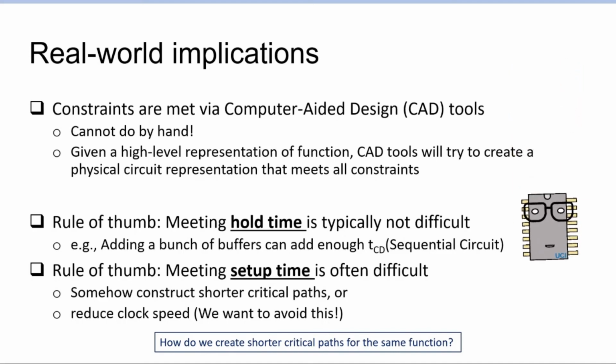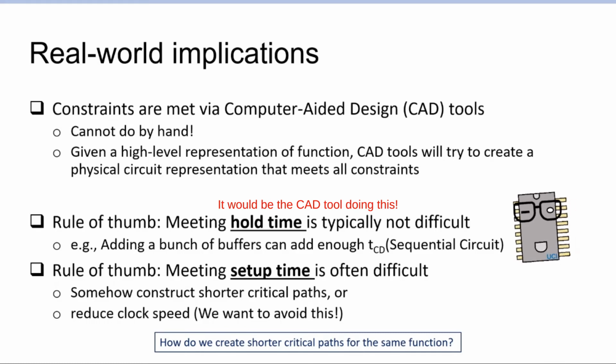And a rule of thumb here, at least at the level of circuit design that we will be doing, is that meeting hold time is not typically difficult. So making sure that the effects of a previous computation do not reach the next clock cycle too fast is not very difficult, because it's easy, at least at our level of system design, to add, say, a bunch of buffers or inverters to add enough contamination delay to the sequential circuits that the sum of two contamination delays is longer than the hold time. This is easy to do.